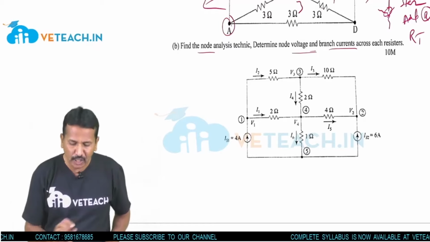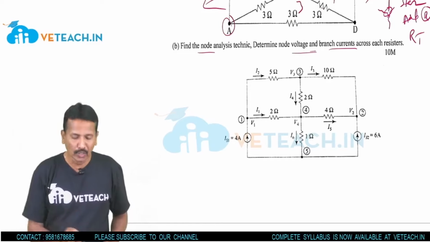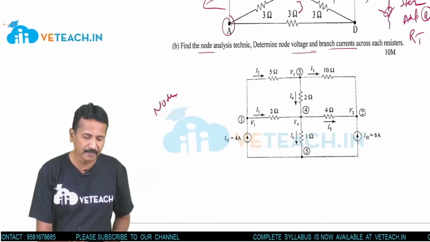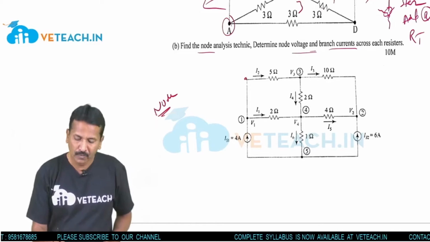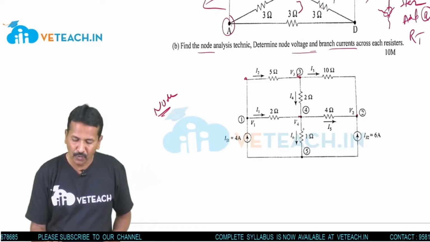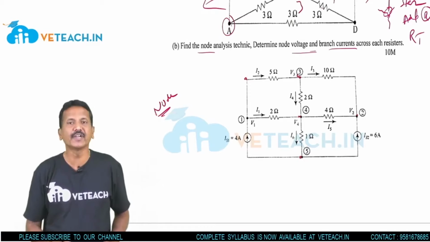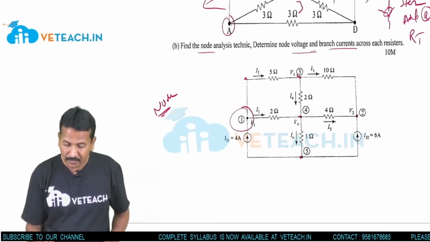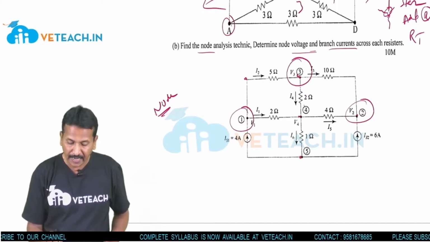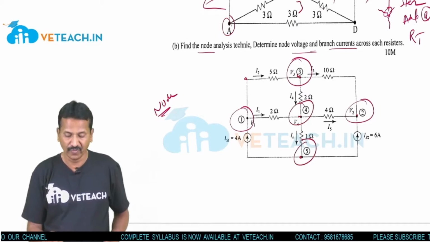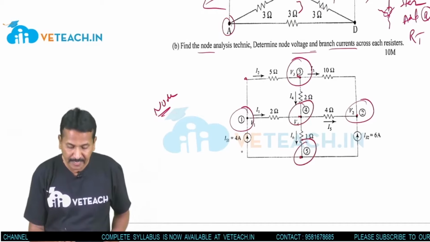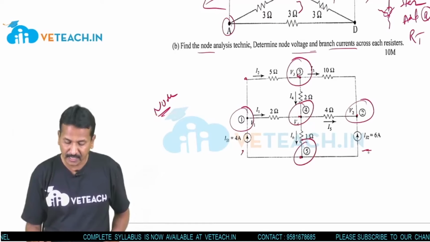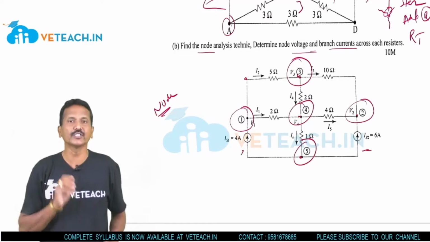Okay, here we are using nodes. What do you mean by node? Node is nothing but the joining of 2 points. So this is nothing but a node. Okay, how many nodes are there? V1, V2, V3, V4, V5. How many sources are there? One is a current source, the other is a current source. Okay, two current sources are there.